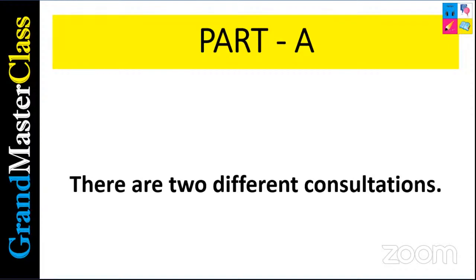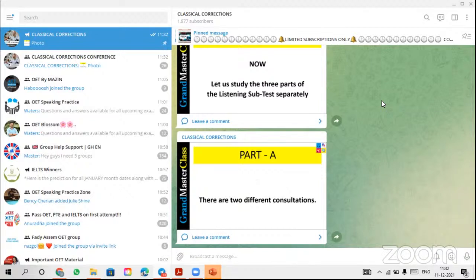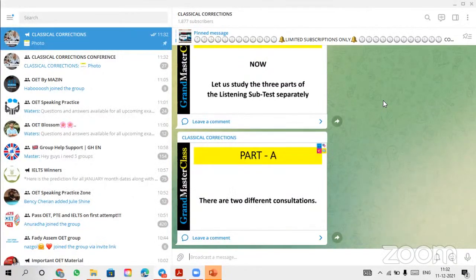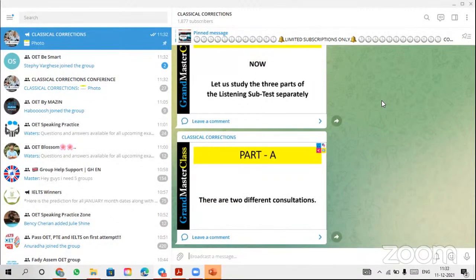Now Part A. In Part A, there are two different consultations. What do you mean by two different consultations? There is the first consultation and the second consultation. So 24 questions, that is more than half of the questions. 24 into 2 is 48, but there are only 42 questions. Part A has 6 more questions, singularly, than Part B and Part C combined. Together they are 18, but Part A is 24.